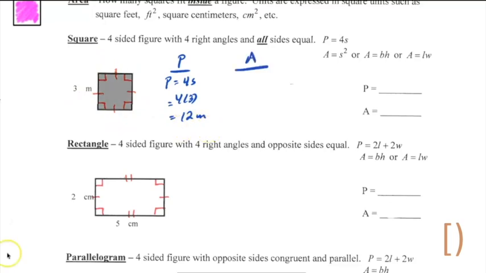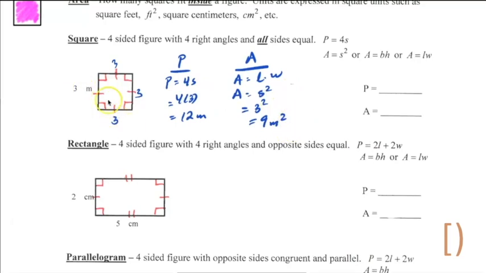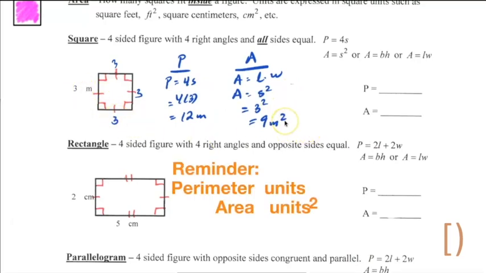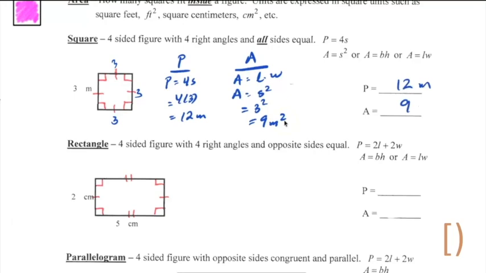Now, if you want the area, any parallelogram is base times height or length times width. In this case, it'd be 3 and 3 because they're all 3. If you want the special square formula, it's just s squared, because it's just going to be the number squared, side times side. In this case, we get 3 squared, which is 9 meters squared. The units are squared because you're doing 3 meters times 3 meters. Meters times meters is meters squared. The perimeter was 12 meters. Area was 9 meters squared.